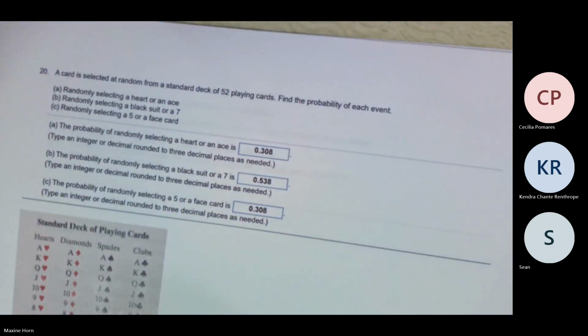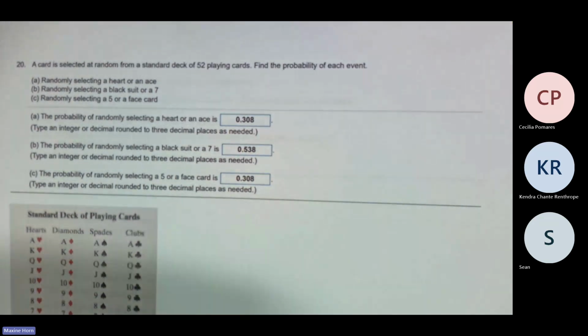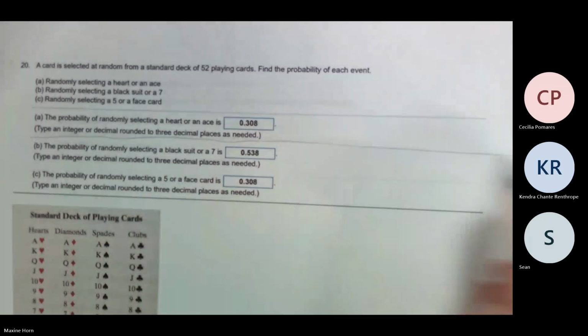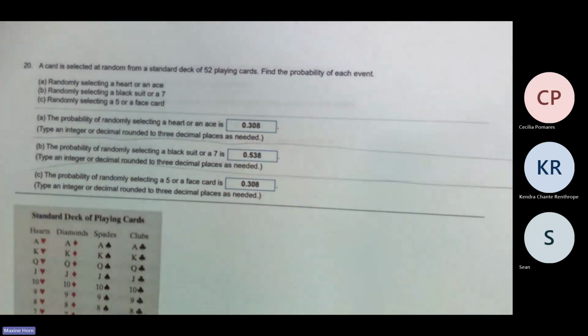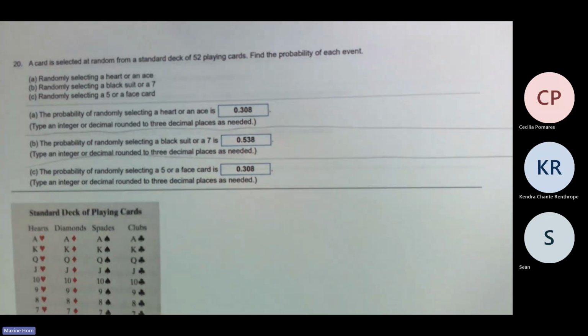We got another card one. Number 20. A card is selected at random from a standard deck. Find the probability of each event. So we're doing this 3 different times. All right, randomly selecting a heart or an ace. Okay, so we're gonna do these. So again, we're using that addition rule, right? So we're doing the probability of A plus the probability of B minus the probability that they overlap, all right? So a heart or an ace. So we're going to start with a heart.